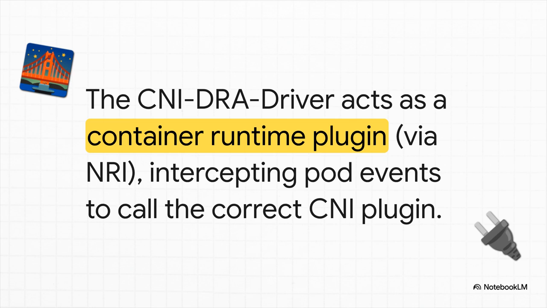So when a pod is about to start up, the runtime effectively pauses and notifies the CNI DRA driver. The driver then springs into action. It looks at the resource claim that's been associated with that pod to see exactly which network device was allocated by the DRA scheduler. Armed with this definitive information, it then makes the concrete, low-level call to the appropriate CNI plugin to perform the final network setup. It's the essential translator between the high-level, declarative DRA allocation and the low-level, imperative CNI configuration.